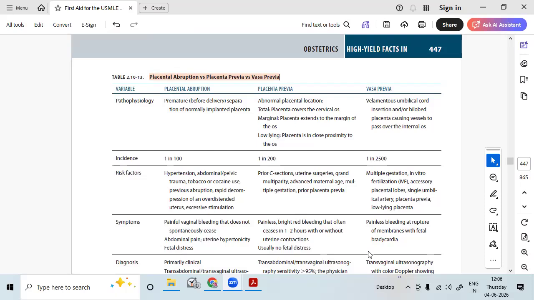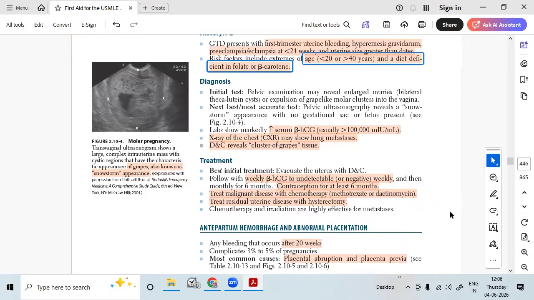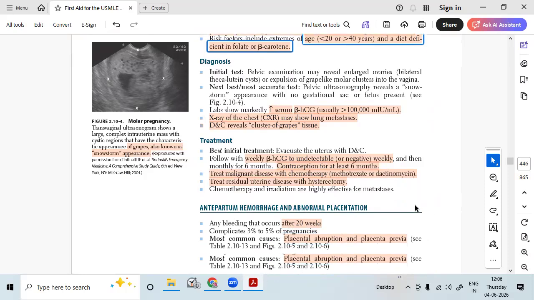Okay, so let's start APH, antepartum hemorrhage, from First Aid USMLE Step 2. Antepartum hemorrhage and abnormal placentation: any bleeding that occurs after 20 weeks. So after 20 weeks, any bleeding which occurs is antepartum hemorrhage. It complicates around 3 to 5% of pregnancies. The most common causes are placental abruption and placenta previa.